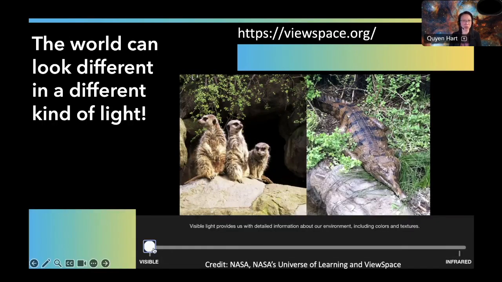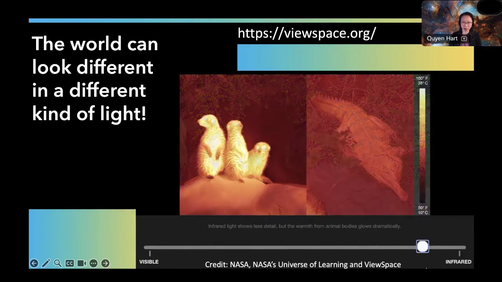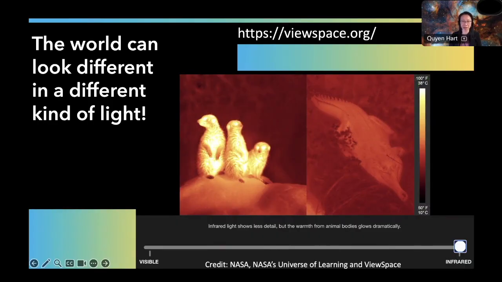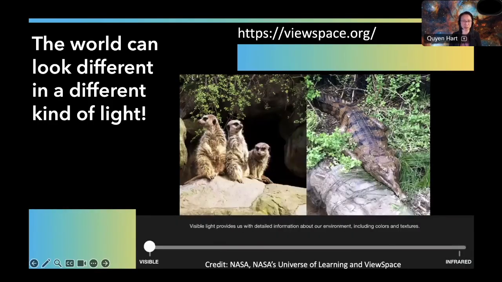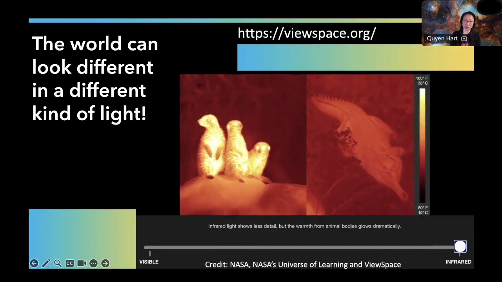Viewspace.org here is another resource. This has some great interactive content that anybody can access through the URL viewspace.org. We call these sliders. And the beauty of this particular slider is just showing you the difference between an optical view and an infrared view. On viewspace.org, you can also put labels on it so that it can point out the different details. And I love to show this in an audience so that they can see the changes.